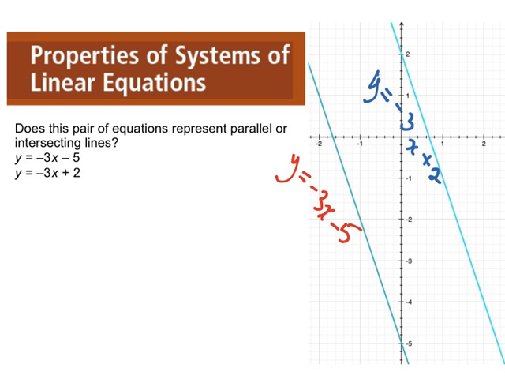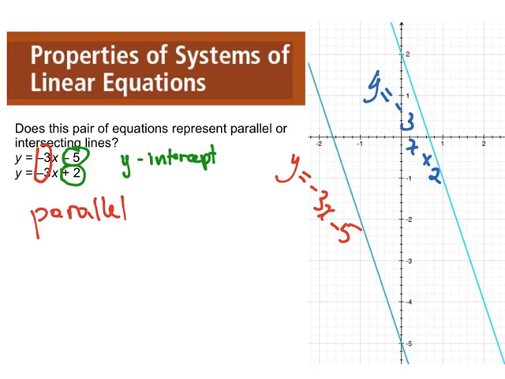So let's take a look at these lines. We know that the negative 5 tells us that it is the y-intercept. And they have two different y-intercepts, a 2 and negative 5, while the slopes are identical. That means, since the slopes are identical and the intercepts are different, these two lines will be parallel.